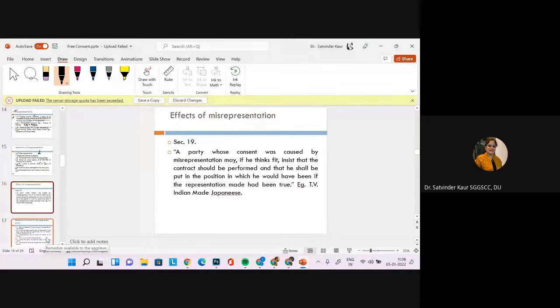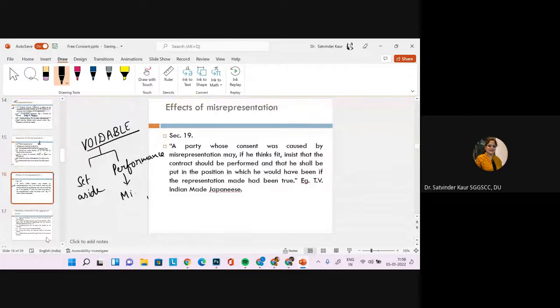Then let's move further. If we talk about the effects of misrepresentation, the effect of misrepresentation is that the contract is voidable at the option of the party whose consent has been so affected. So in this case, there is a possibility that you can set aside the contract, or you can insist upon the performance, stating that the statement made by the other person who made the misrepresentation should have been actually true or existed.